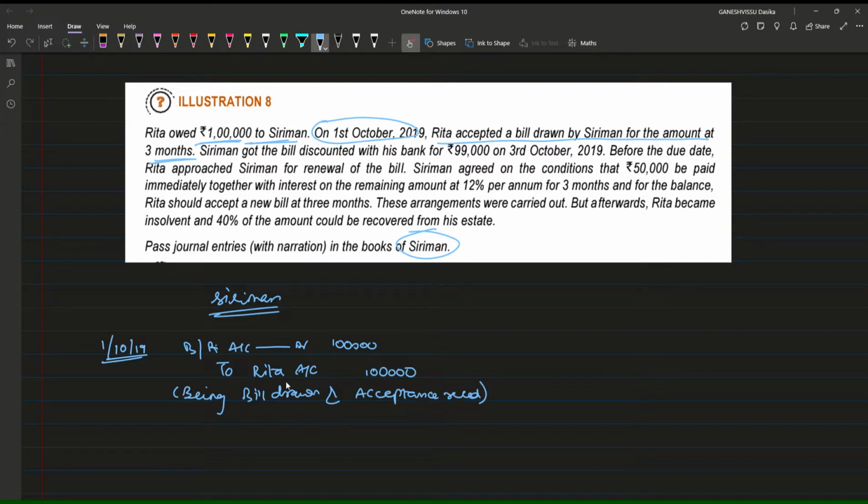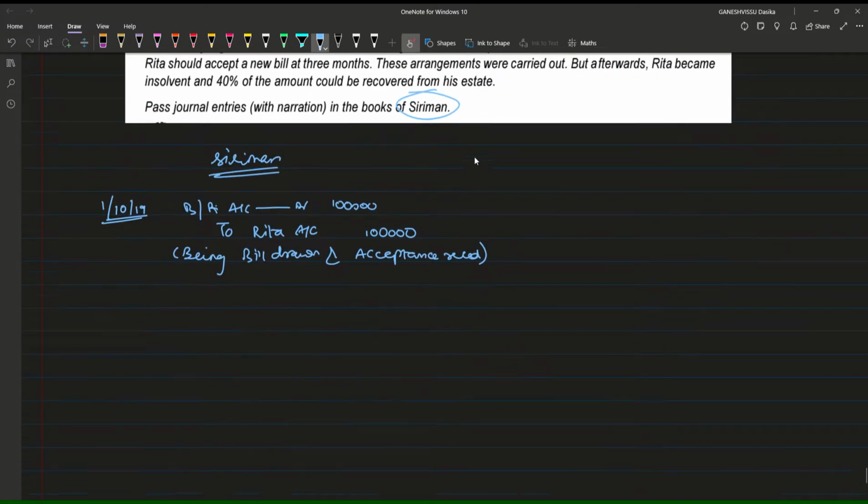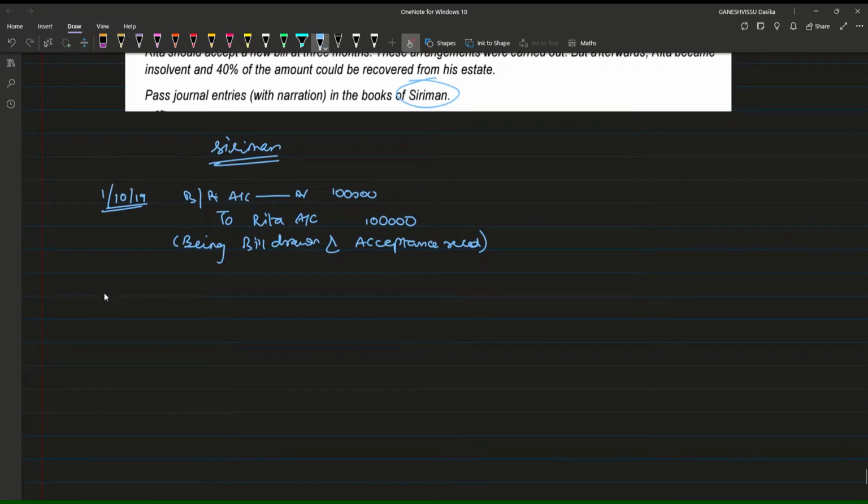Being billed on and acceptance received on 3rd October. On which date? On 3rd October 2019, Siriman got the bill discounted with his bank for 99,000 rupees. At the time of discounting the bill, we are going to credit the bills receivable, because bills receivable is going outside of our books. So to bills receivable account, 1 lakh rupees we are going to credit.